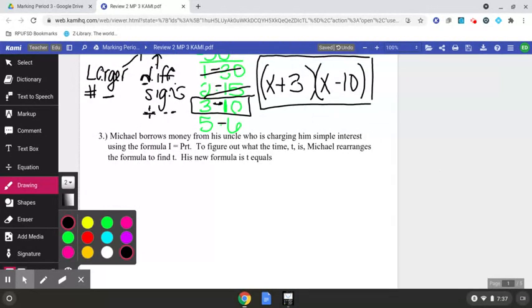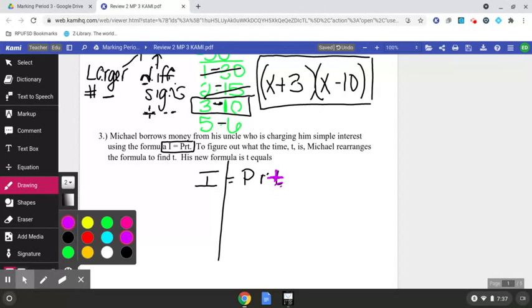Okay, number 3 says Michael borrows money from his uncle who's charging him simple interest using the formula I equals PRT. To figure out what the time t is, Michael rearranges the formula to find t. His new formula is t equals. So we want to take the original formula, I equals PRT, and our goal is to solve for t. We want to get this t by itself.